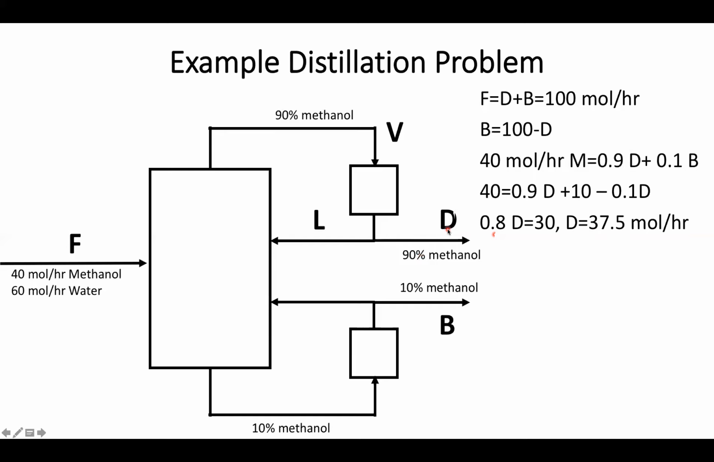So what I can do is, now that I know my distillate, I can use this to help solve for how much liquid is leaving the system, or how much liquid is being reintroduced in the system, using my reflux ratio, which is 3. So I have 3 times as much liquid re-entering the system as I have distillate product leaving.